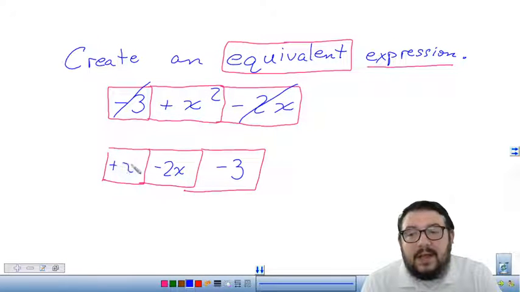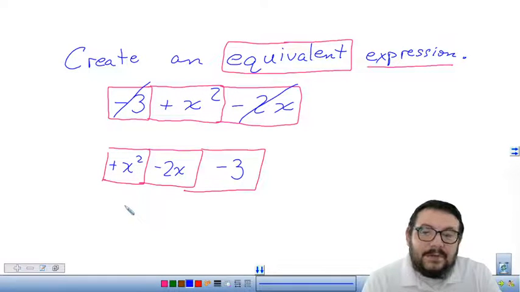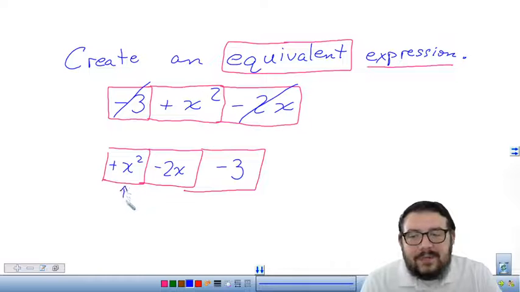Positive x squared. Now I made a little mistake on purpose. Does anyone know what it is? I should not have written this plus sign. Do you know why? Because this x squared just became the lead term.